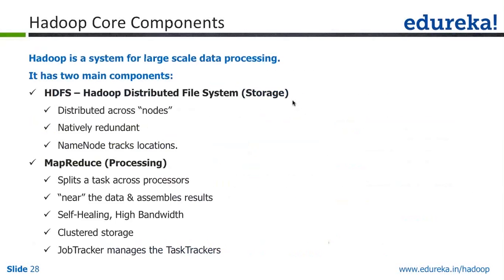Okay, so let's move ahead and look at the core components of Hadoop. There are two core components. One is HDFS, the Hadoop distributed file system. The other one is MapReduce, which is used for processing. As we've seen, the Hadoop distributed file system is a cluster of machines combined together where the data is stored.